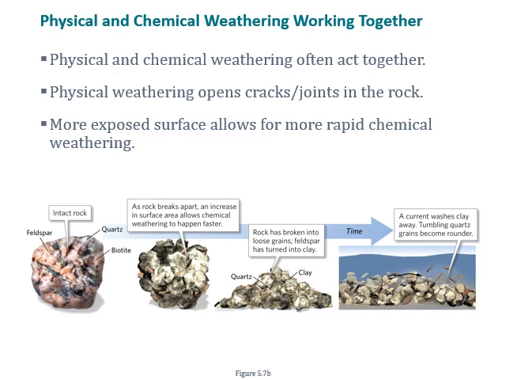Here is an illustration of physical and chemical weathering working together. As physical weathering opens cracks or joints in the rock, the higher exposed surface area allows for more rapid chemical weathering. So we start with the intact rock, and the rocks break as the surface area allows more chemical weathering to happen faster. Eventually, we result in sediment being created, lots of quartz and clay that over time gets washed away, and as the clay gets washed away, tumbling quartz grains get washed away also and become rounder.